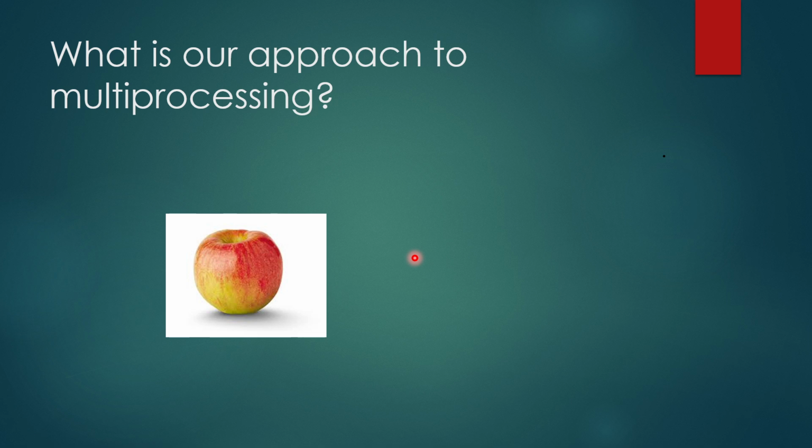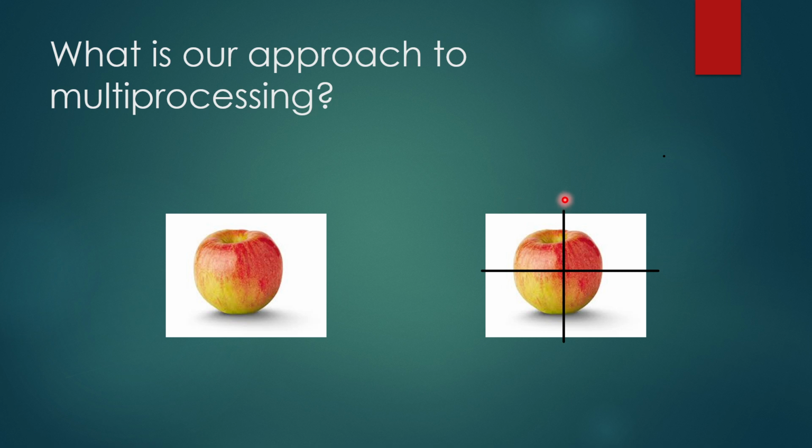So what is our approach to OpenCV? Our approach is to take an apple and divide it into 4 sections. Then in those 4 sections, we assign each section to a thread. So in this case, if we divide the image into 4 sections like this, that means we'll have 4 threads, each actively computing the image.